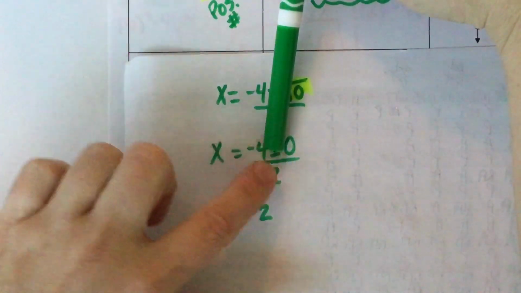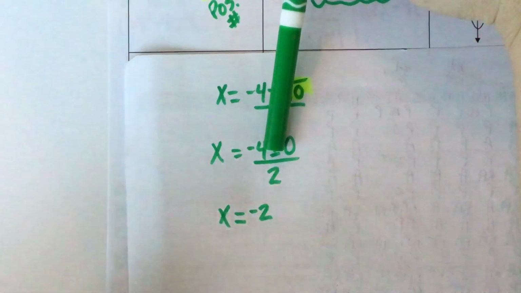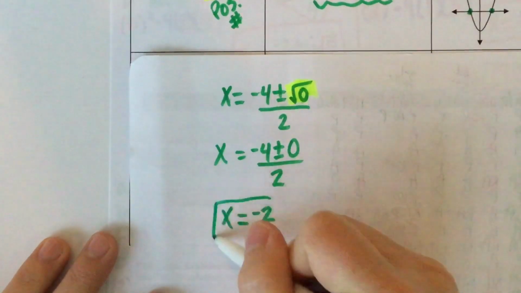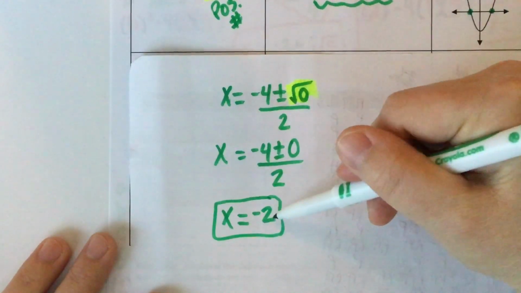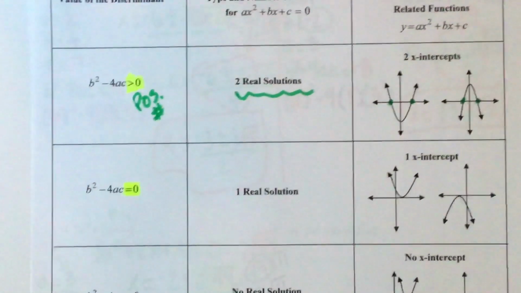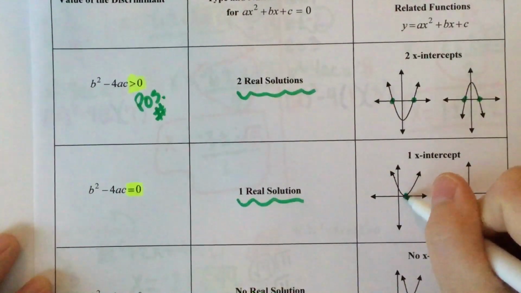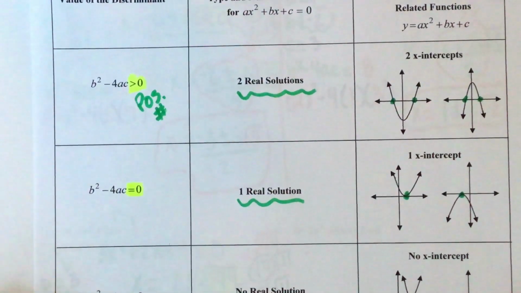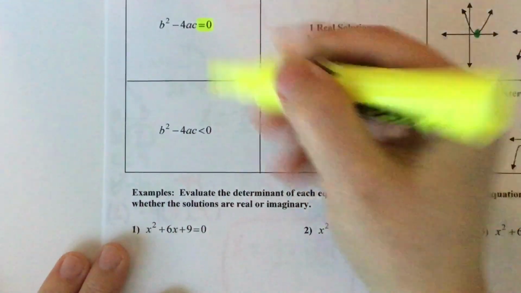What's negative 4 minus 0? Still negative 4. And negative 4 divided by 2? Still a negative 2. See how you only get one answer when your discriminant is a 0? There's only one. So that's what this is saying. When your discriminant is exactly 0, you only get one answer, which means visually this graph would only touch the x-axis once.